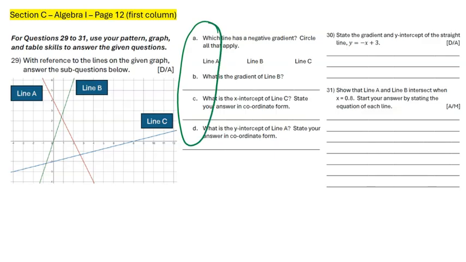That's these sub-questions here. Which line has a negative gradient? Negative gradient is the one going downhill, so that's going down, that's going up a bit slowly. So that means line A is the only one with a negative gradient. We've then been asked what's the gradient of line B. For line B, I always start off with the y-intercept because that's normally the easiest point to find out.